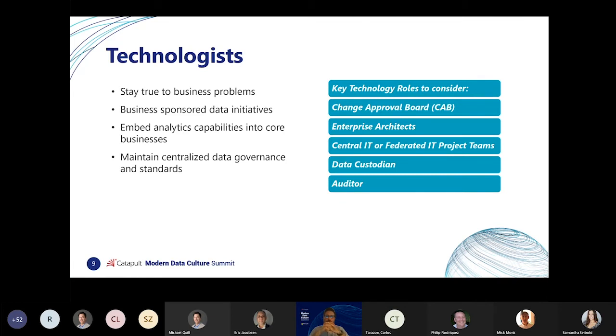And like I mentioned, having the business involved in data initiatives is critical. So the business needs to sponsor those initiatives and be involved in the development and rollout of those solutions.